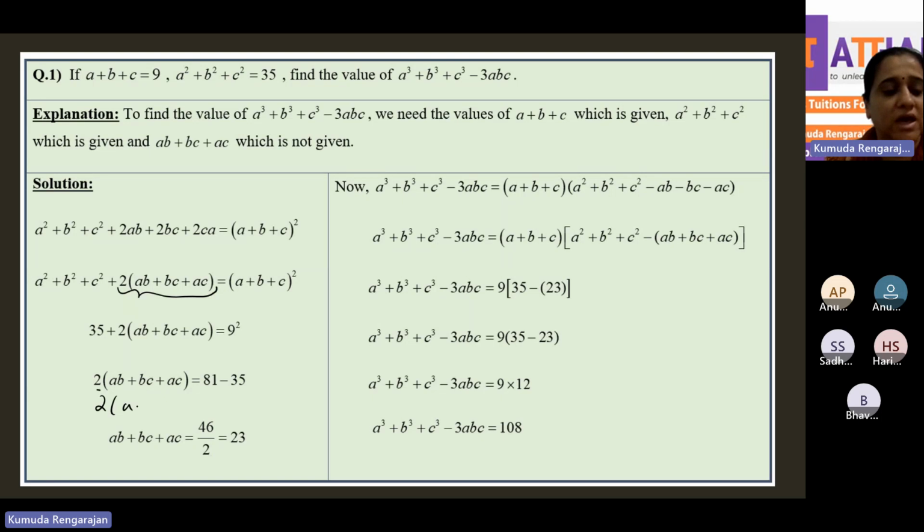And now this 2 comes down for division, correct? 2 into AB plus BC plus AC is equal to 46. So AB plus BC plus AC is equal to 46 by 2, which is 23, correct? Like this, we find the value of AB plus BC plus AC and then substitute here. So here it is 35 minus 23, 12, and 9 into 12, 108. So the value of this expression is 108.